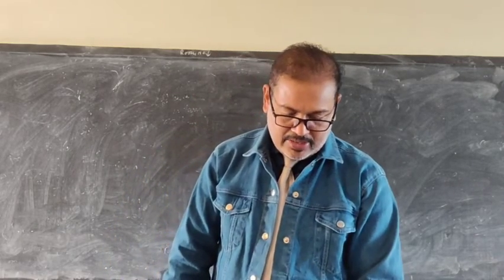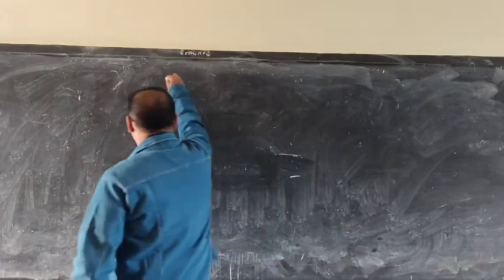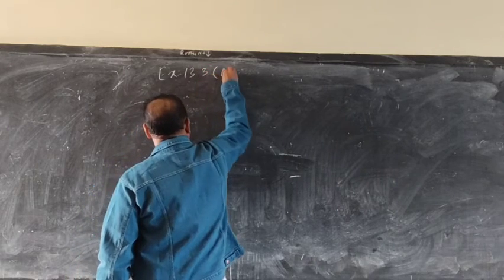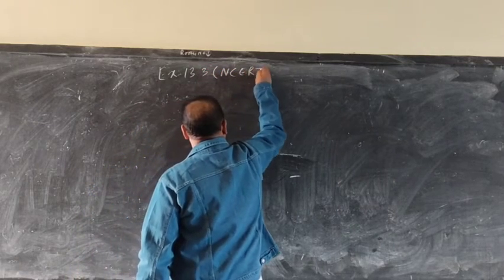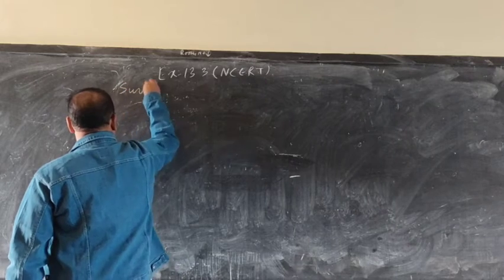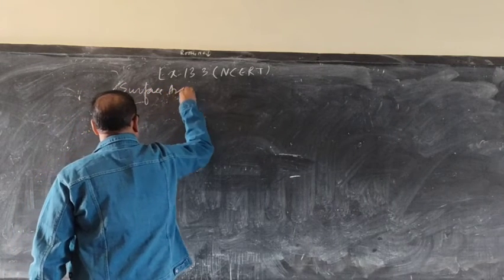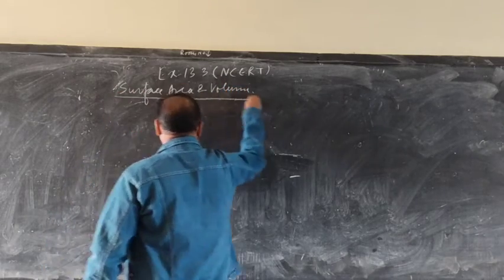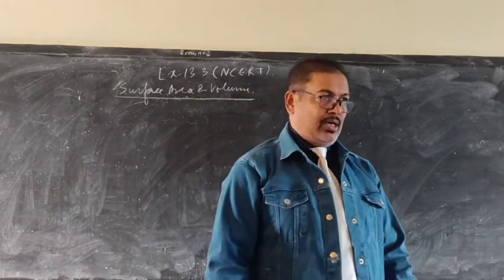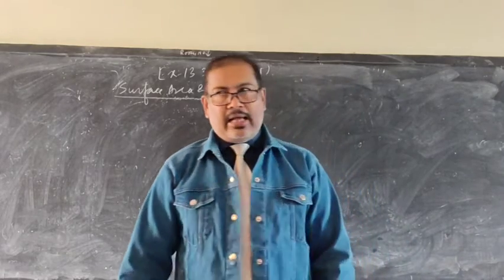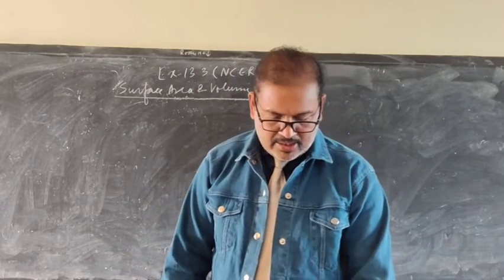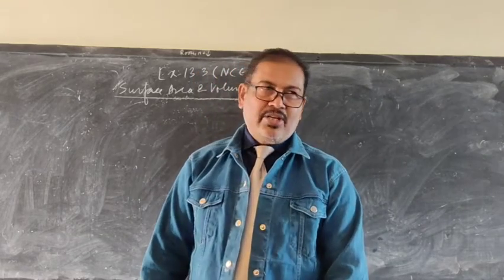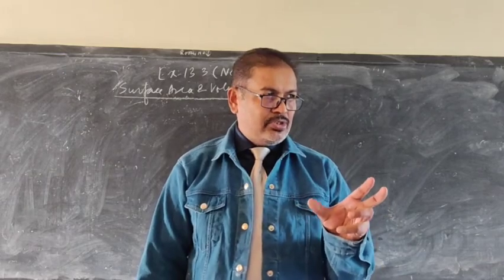Today we are going to take exercise 13.3 of NCERT. This topic is related to surface area and volume. The questions that we are going to discuss and try to solve in 13.3 are mostly related to volume. And there is a trick to solve this type of questions.